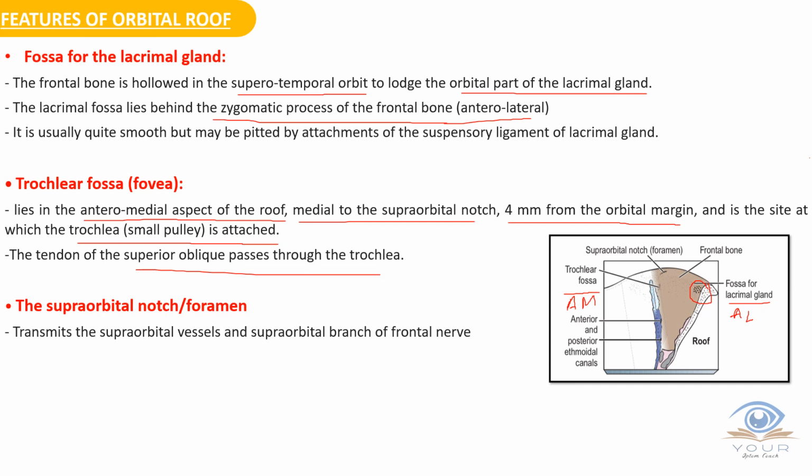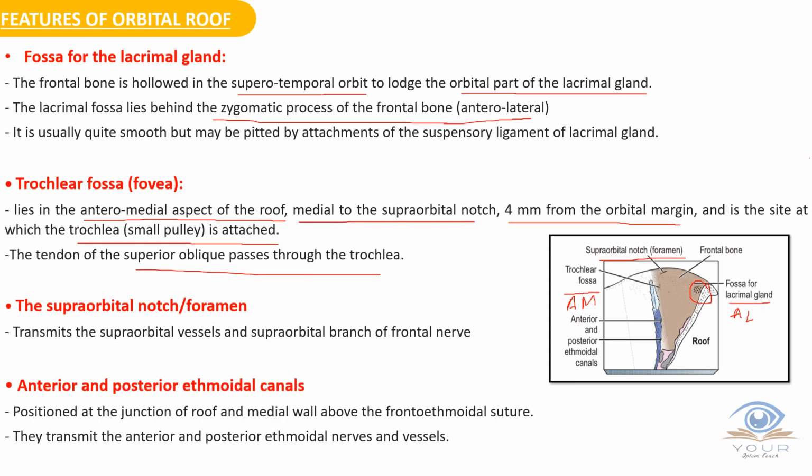The next feature is the supraorbital notch or foramen, which transmits the supraorbital vessels and supraorbital branch of the frontal nerve. And the next feature is the anterior and posterior ethmoidal canals. These are positioned at the junction of the roof and the medial wall above the frontoethmoidal suture. They transmit the anterior and posterior ethmoidal nerve and vessels. We'll be discussing this feature in detail in the next video on orbital fissures and foramens.